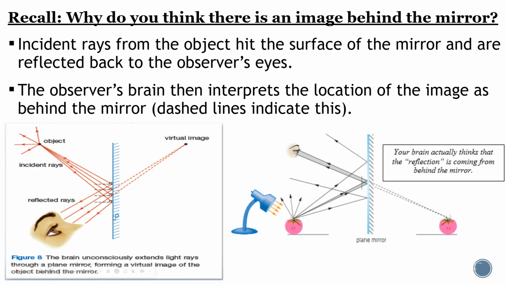You know there's a mirror there, but your brain can't biologically perceive that. So it thinks that the light rays are coming from behind the mirror and essentially just extends those reflected rays behind the mirror and thinks it's a full ray. And so that's why you see the image appearing behind the mirror as opposed to in front of the mirror.